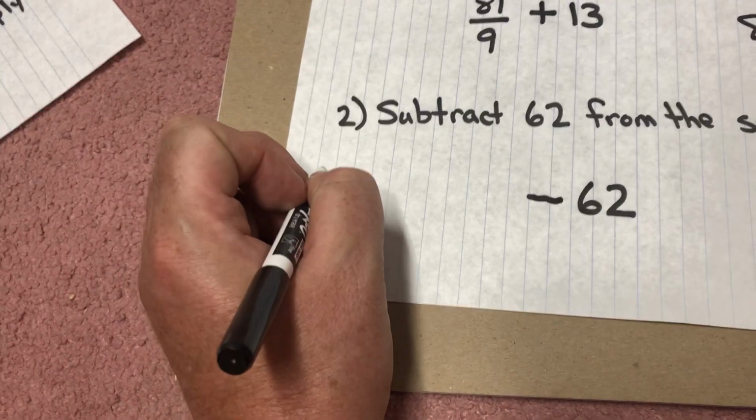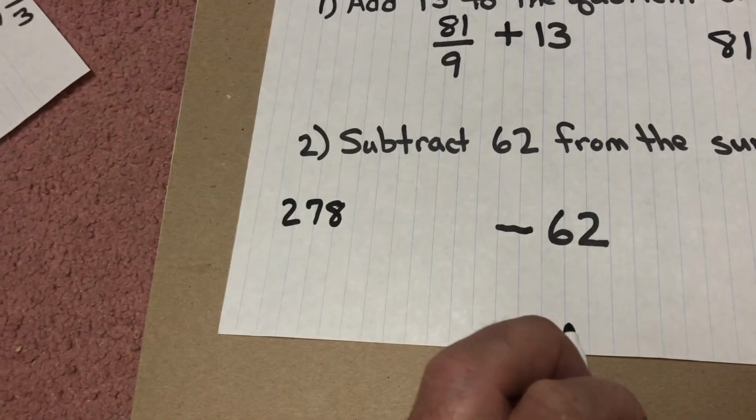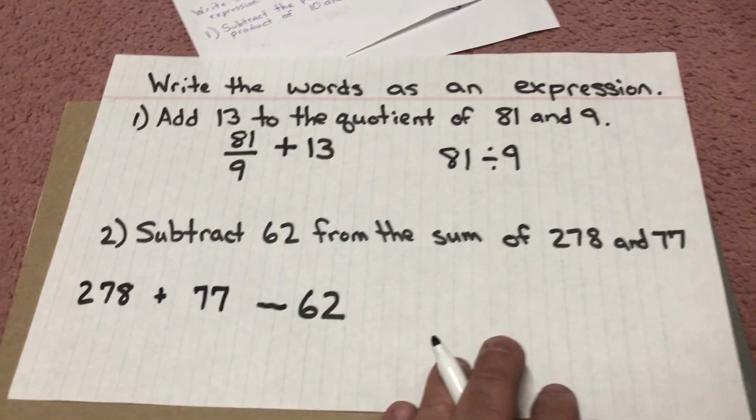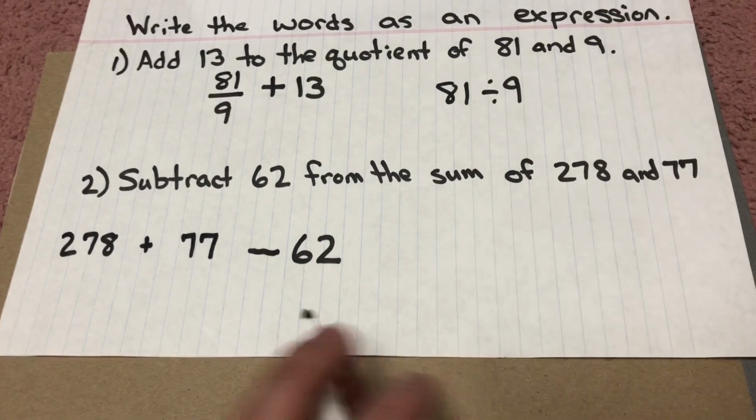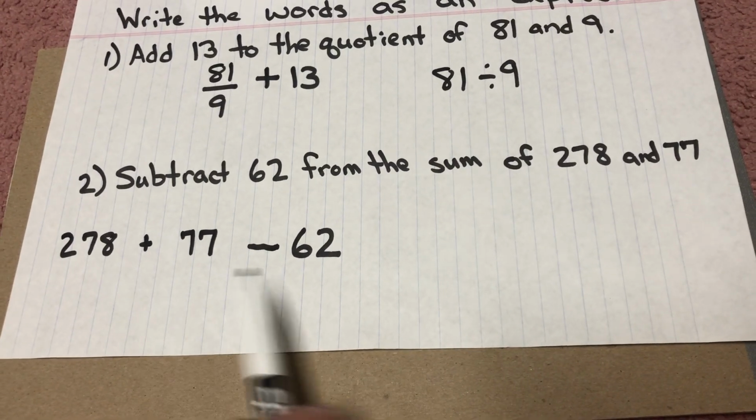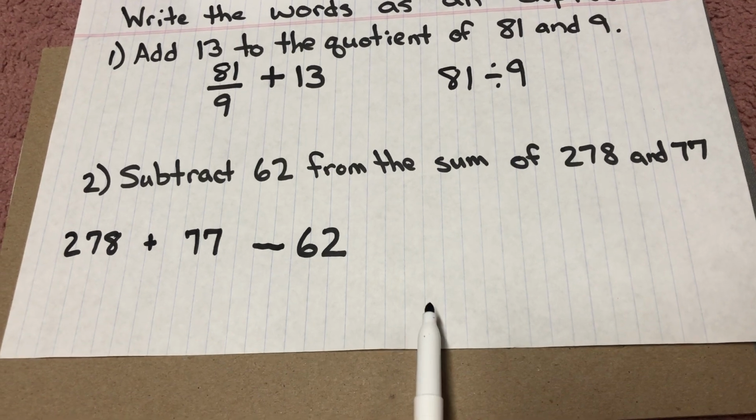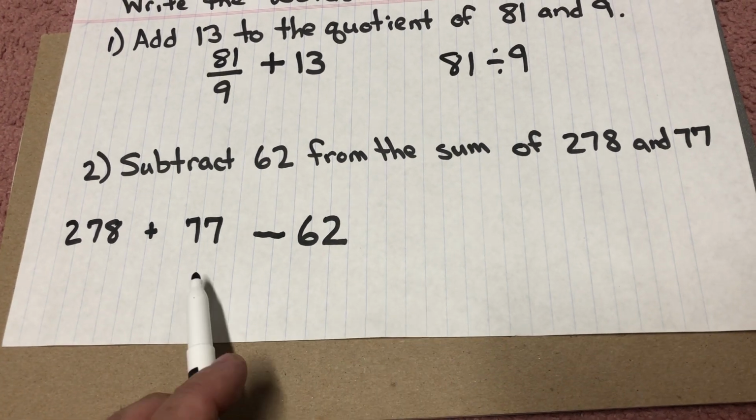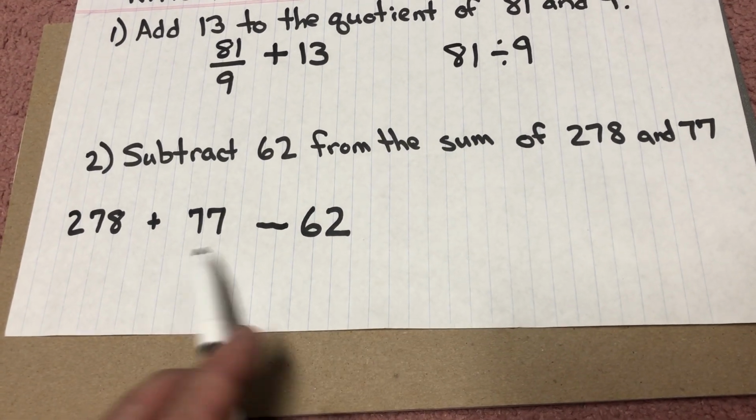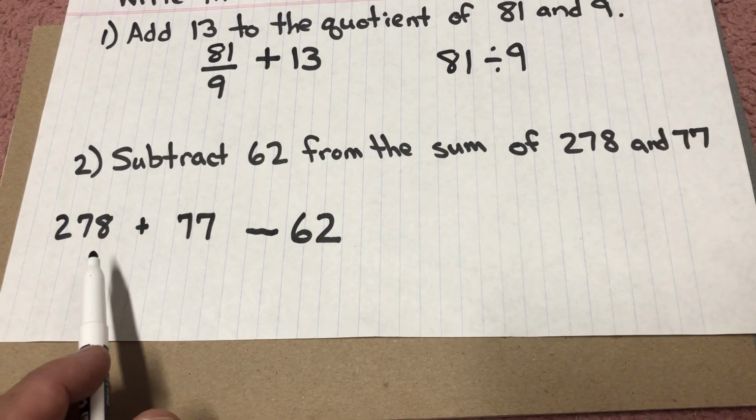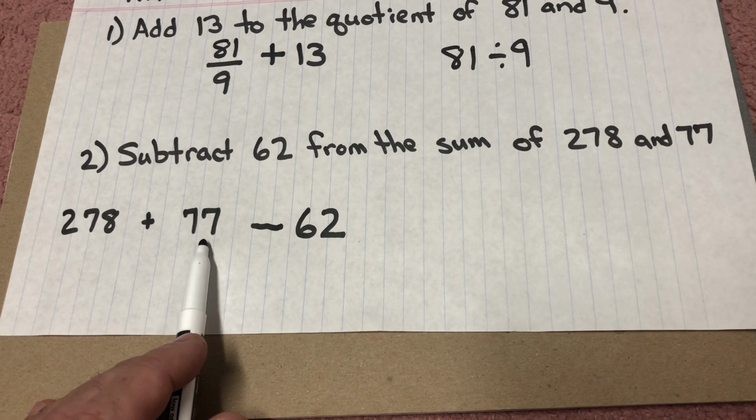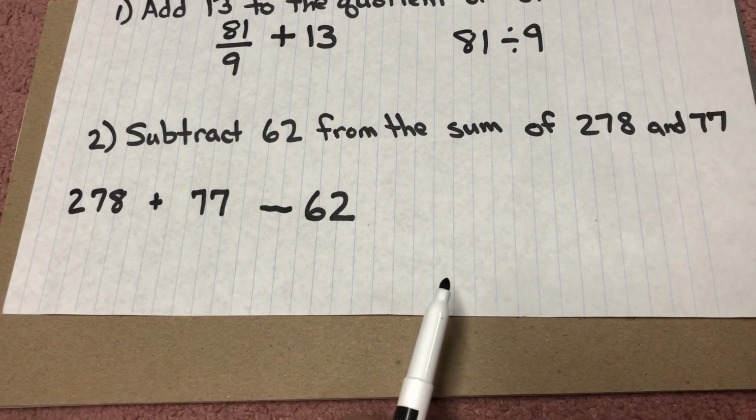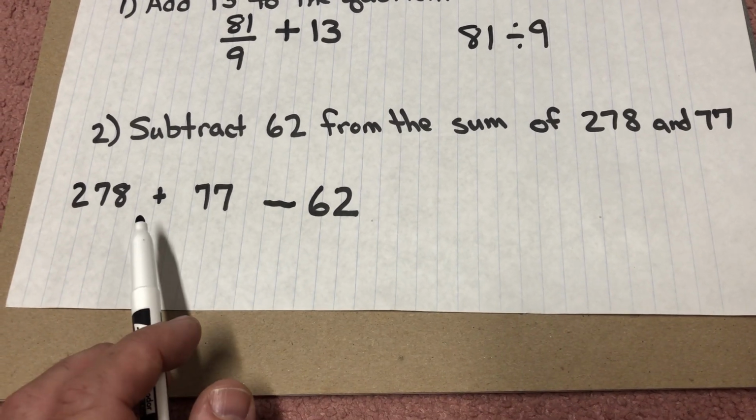So I'm going to come over here. 278 plus 77. Now, because the order of operations tells me to do parentheses first, then clear exponents, then multiply and divide left to right, then add and subtract left to right, there would be nothing that I would do here because there's no parentheses, there's no exponents, there's no multiplying and dividing, it's just adding and subtracting. So the order of operations would actually tell me to do this first. So it's not necessary to put a parentheses around 278 plus 77 because the order of operations would tell me to do that first anyway.